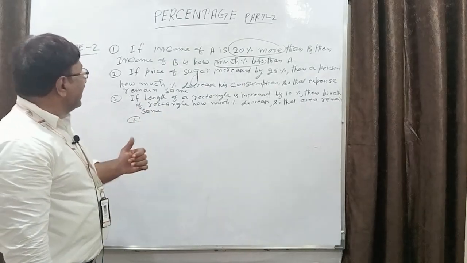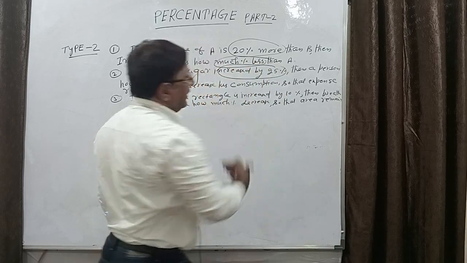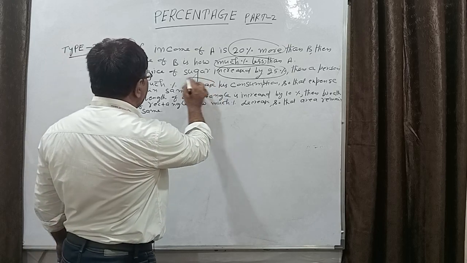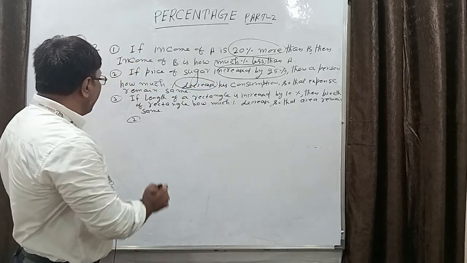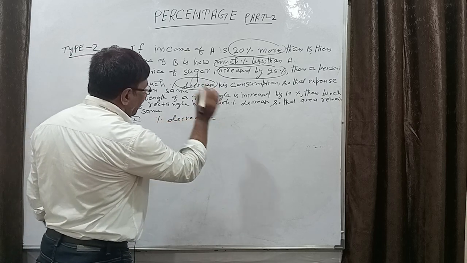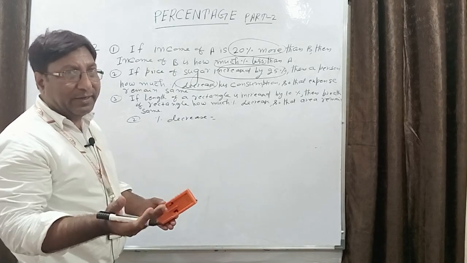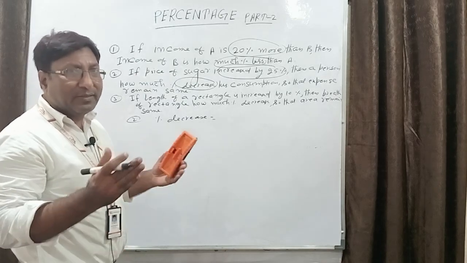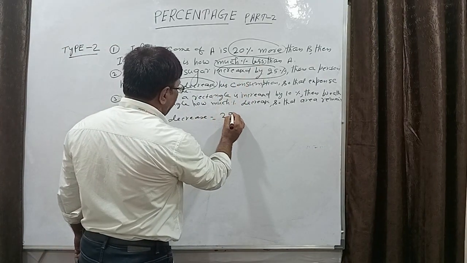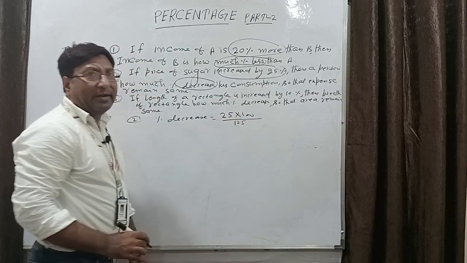Again here you are seeing what? The increase percentage is given, how much? 25%. And we have to find by how much percent to decrease. So the trick is what? Percentage less, or you can say decrease, is the same. So percentage decrease is equal to what? Given percentage into 100 divided by 100 plus x. So here the given percentage is 25. So we will write 25 into 100 and divided by 125.